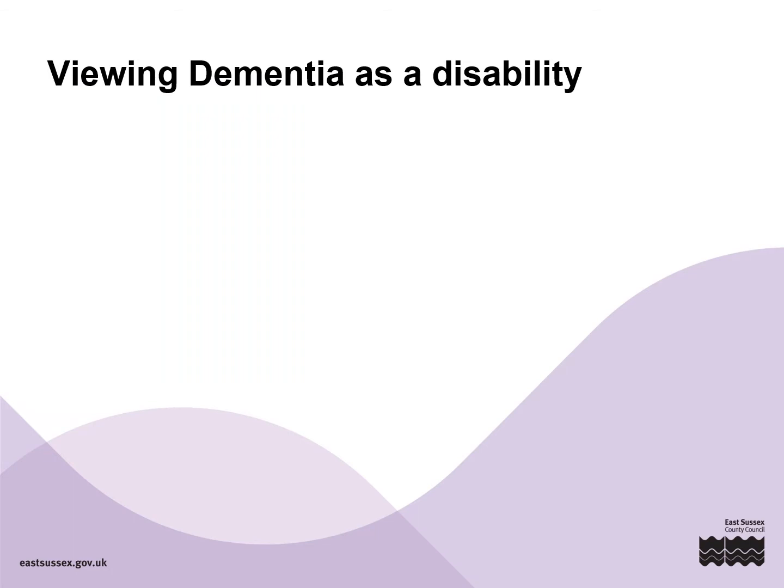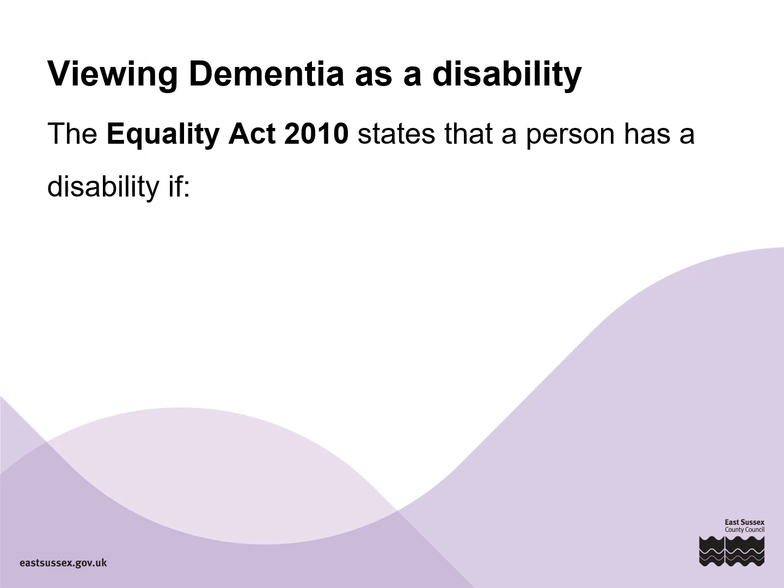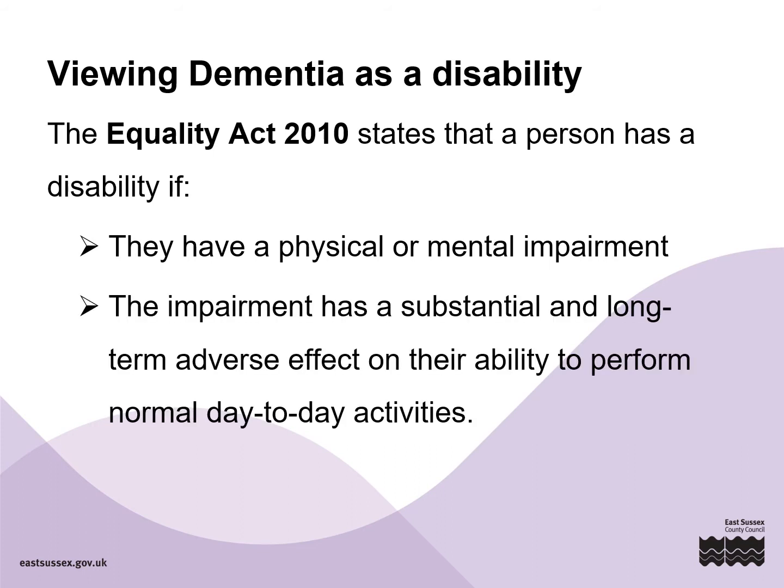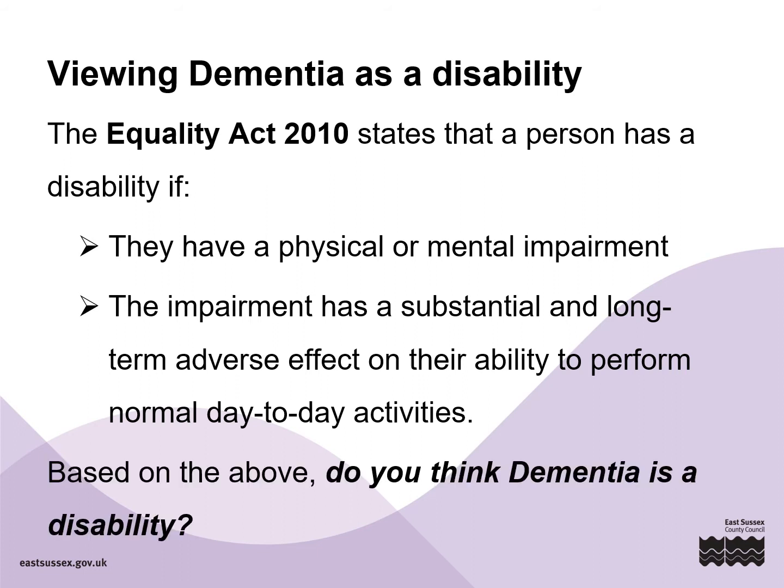Often when we think of a disability, we think about a person who is physically disabled. For example, we might think about a person who's unable to walk. However, if we look at the Equality Act 2010, it states that a person is disabled if they have a physical or mental impairment. The impairment has a substantial and long-term adverse effect on their ability to perform normal day-to-day activities. So based on this definition, do you think a person with dementia has a disability?